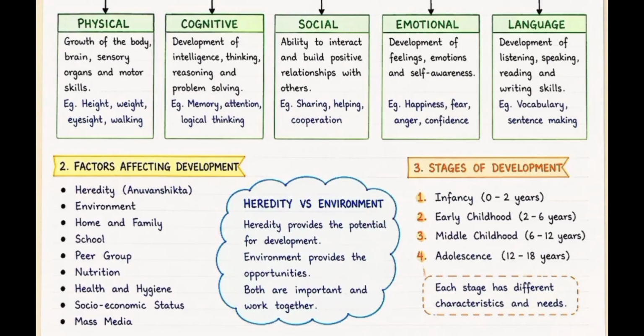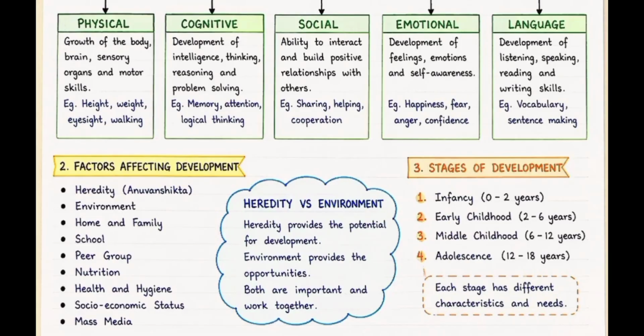Now we will see the emotional development. Emotional development means feelings, emotions, and self-awareness. Examples: happiness, fear, anger, or confidence. And last, language. Development of listening, speaking, reading, and writing skills. Examples: vocabulary, sentence making. These are all examples of language development. It's all related in child development.